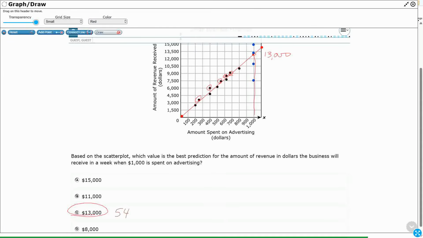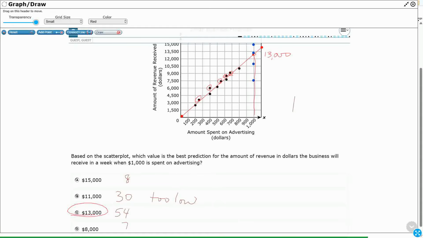Now, 54% of our students were able to get this. 30% of our students chose B, which was that next closest, and it's just too low. They underestimated the slope, unfortunately. Then we had 8% choose A, 7% choose B. That's just pure random guessing.